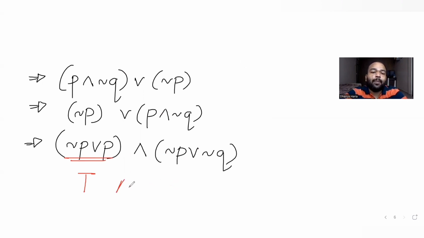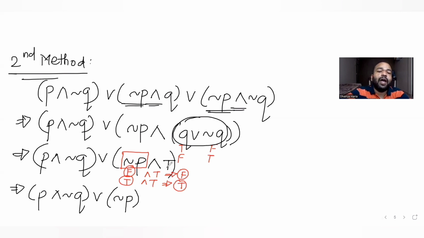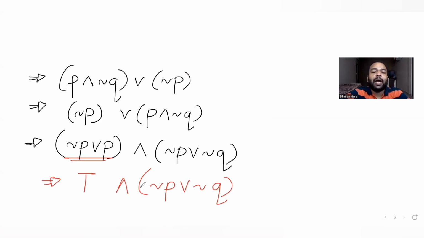So T capped with a statement. We just solved this same type of expression in the previous slide also. Whenever we had T capped with the statement, we got the answer as the statement itself. That was negation P. Here also, if I have T capped with this entire statement, we will get this statement only because it is dependent on the statement. So here also we get this answer as negation P cup negation Q.